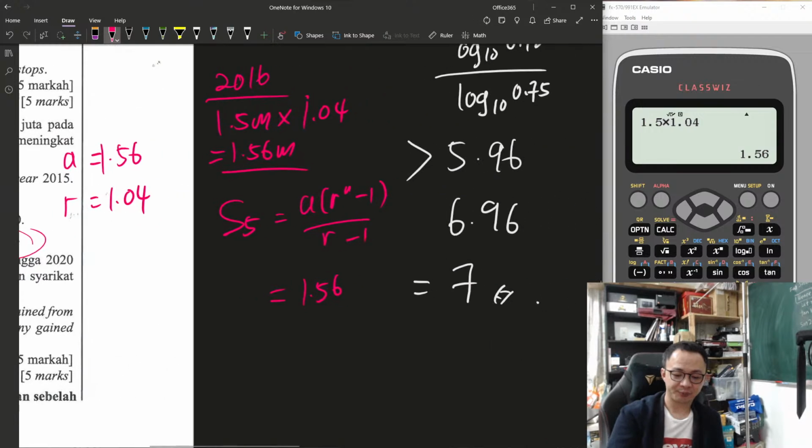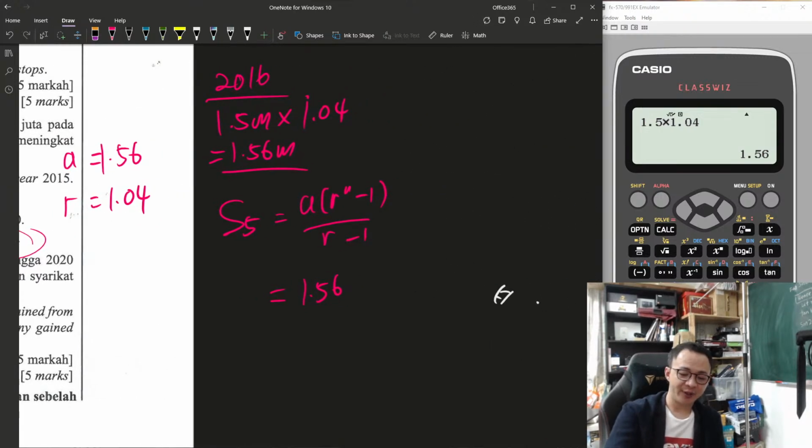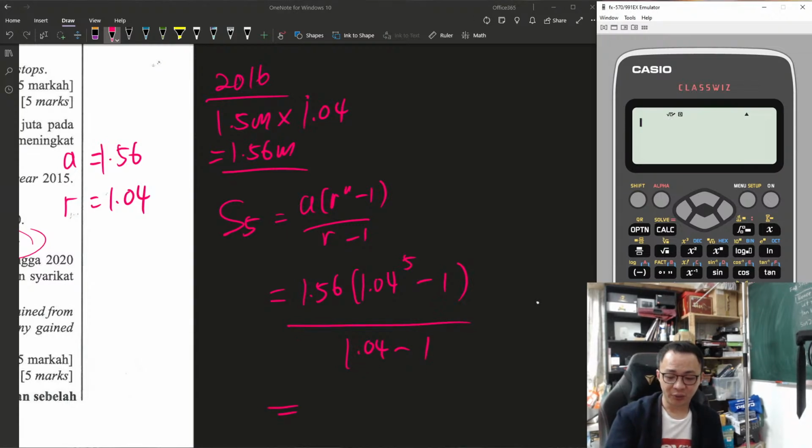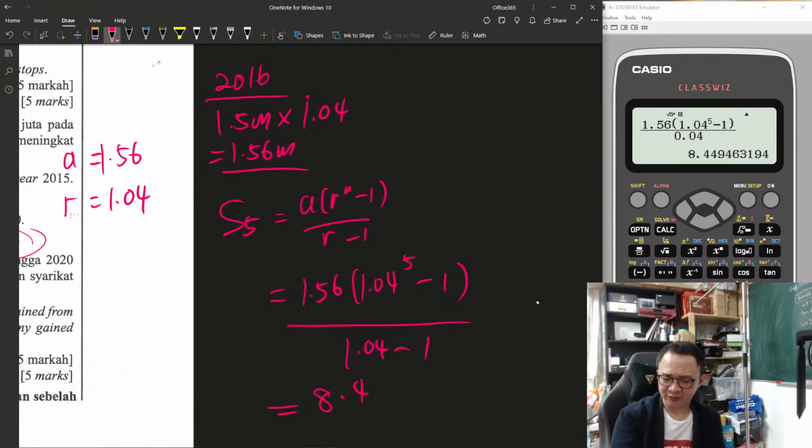So 1.56, then we insert the r: 1.04 to the power of 5 minus 1, over 1.04 minus 1. Just type everything into the calculator, and you will get your total profit in these 5 years. Over 0.04. So we have about 8.449 million. This is the total of 5 years.